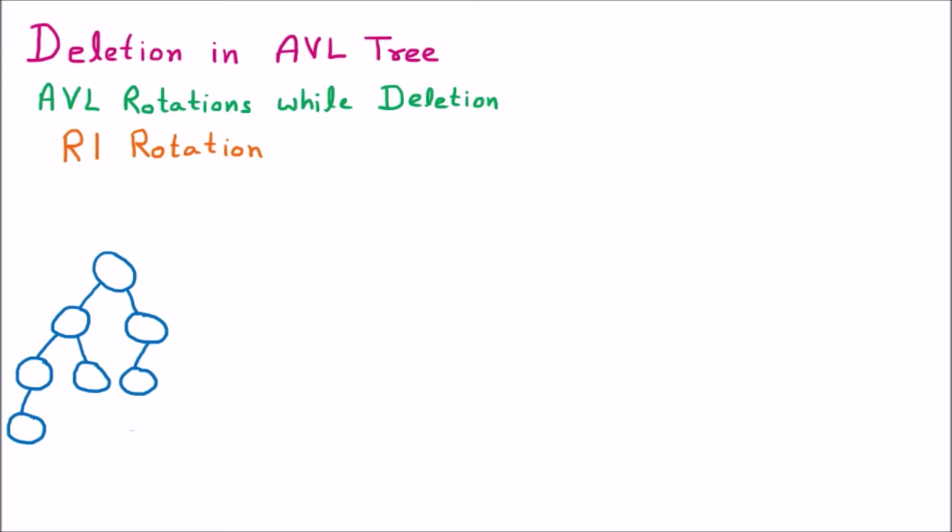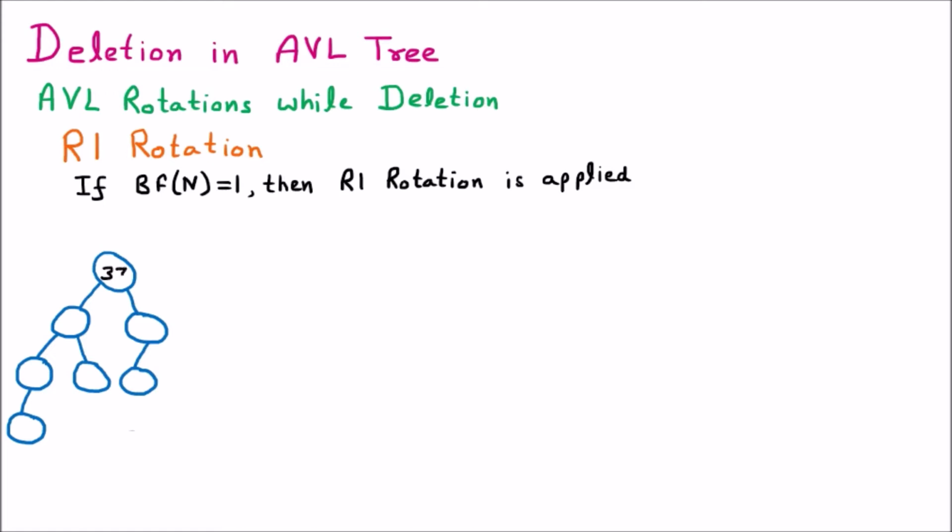Talking about the R1 rotation, if the balancing factor of a node is 1, then R1 rotation is applied. To understand this, I am taking one example. Let us suppose that we have a tree with certain nodes like 37, 26, then 41, 39, then 18, 28 and 16. So these are the nodes available.